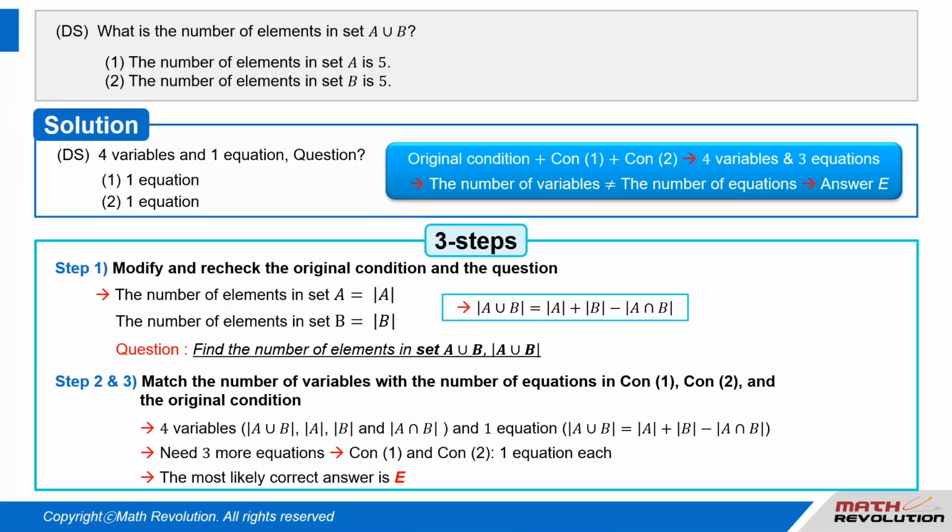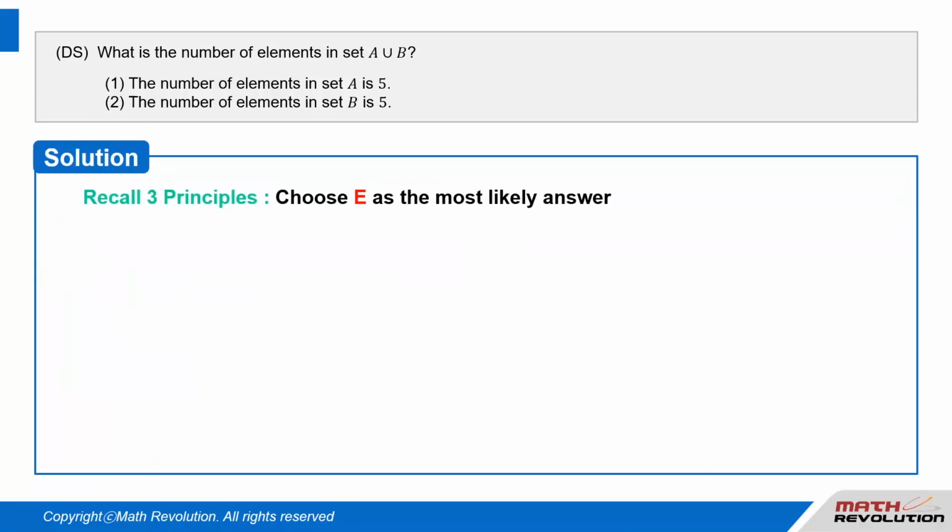Don't feel anxious. Trust the method, which has been proven over and over again during the last 19 years. Recall 3 principles and choose E as the most likely answer.